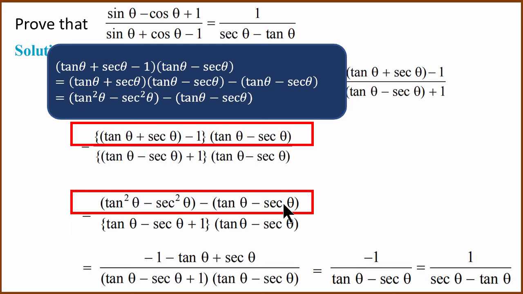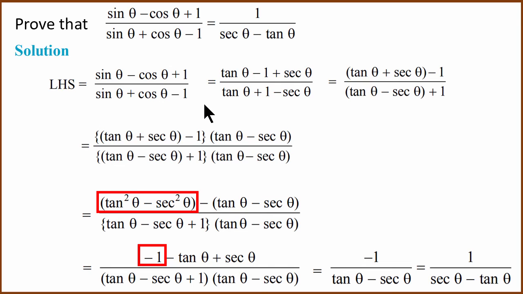Okay. So if you look at the whole thing here, what we did, we took the tan theta plus secant theta part, multiplied it with tan theta minus secant theta, and we got tan square theta minus secant square theta, and the minus 1 multiplied by tan theta minus secant theta, we leave it as it is. So let's go to the next term.